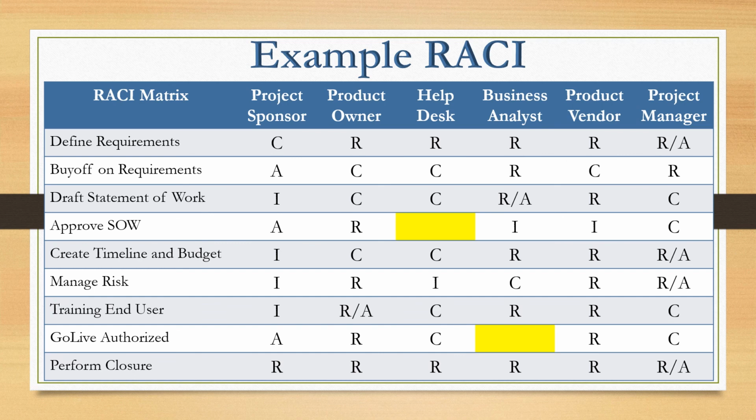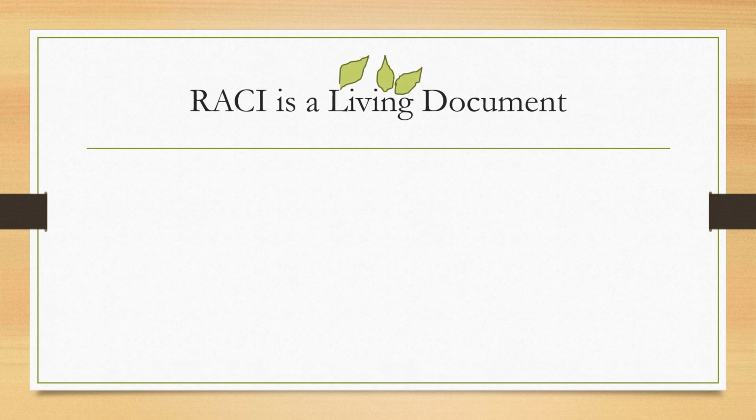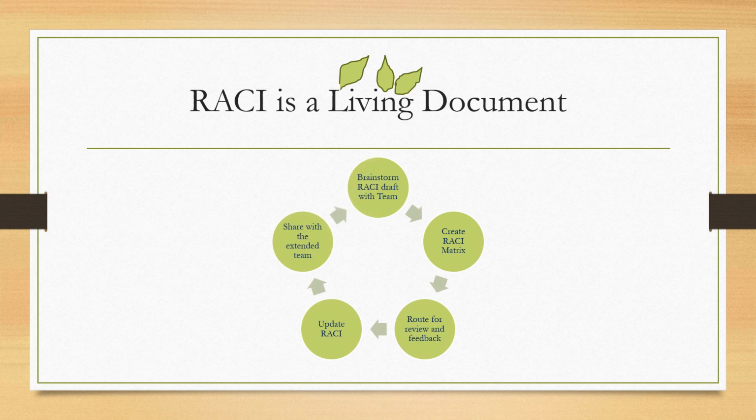The RACI is a living document that is updated when project team members change or when the project progresses from initiating to closing. You create the RACI in an iterative method as information is gathered. Feel free to create a first draft and make sure you route it around and have it reviewed by everybody so that they collectively buy in and there is agreement by all listed parties.